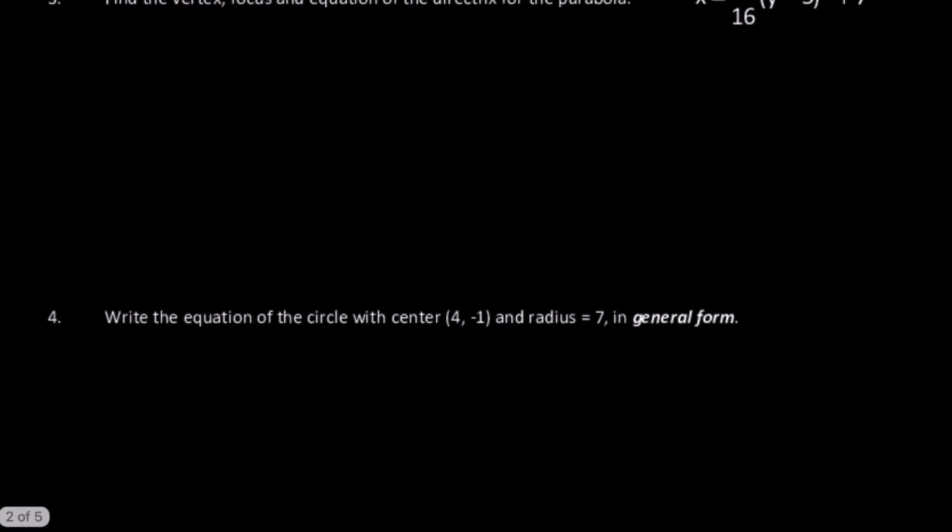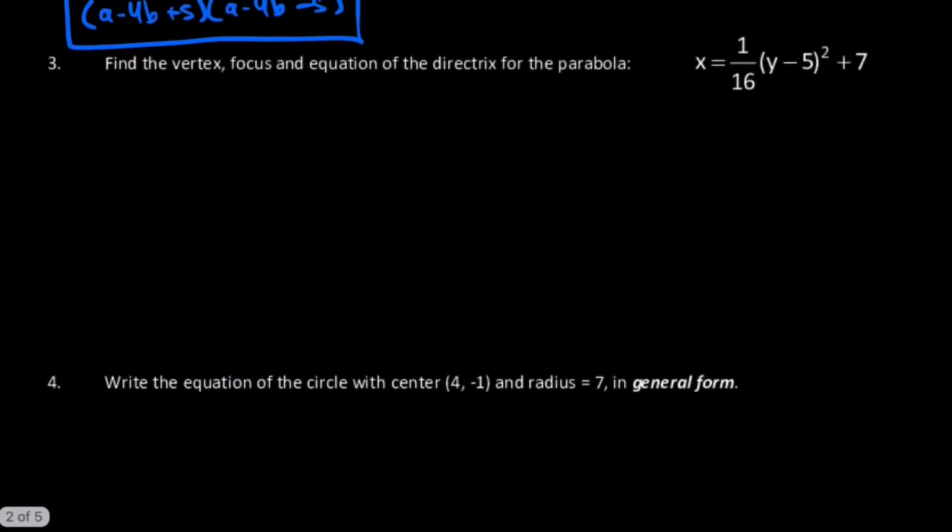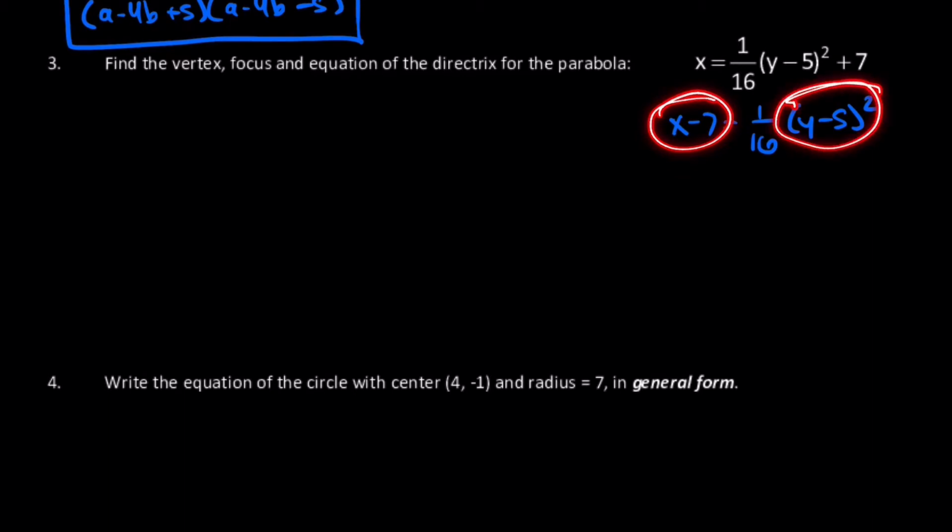Okay, so now we're starting to get into the conic section questions. It says find the vertex, focus, and equation of the directrix for the parabola. Now, I prefer to move this over here with the x. So this equation is going to look like x minus 7 equals 1/16 times y minus 5 squared. Just because for me this looks a little bit more consistent with our other conic section equations.